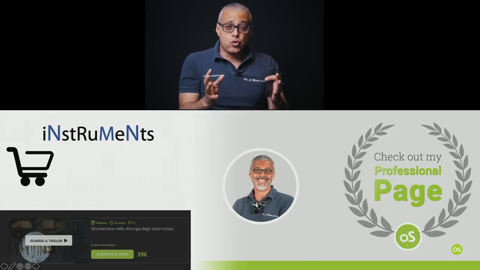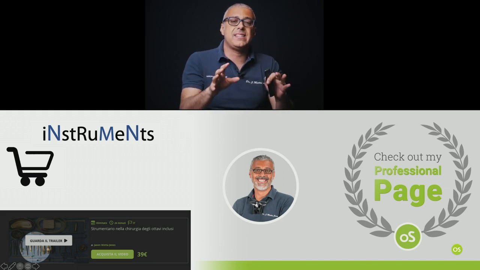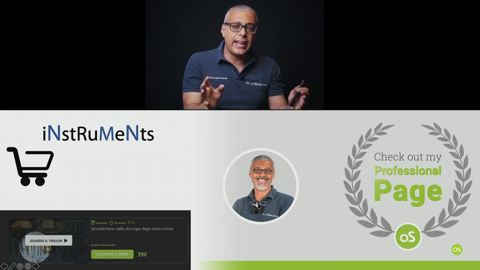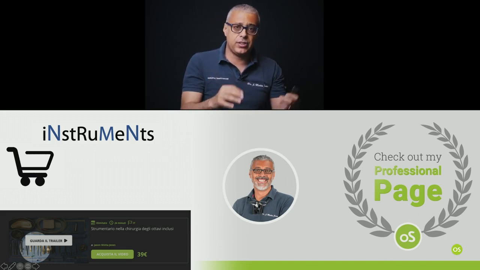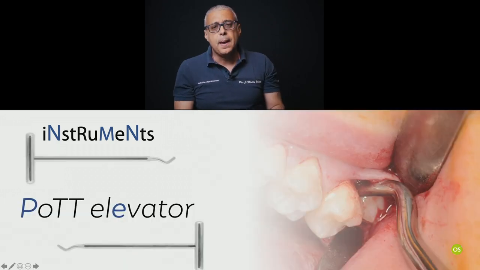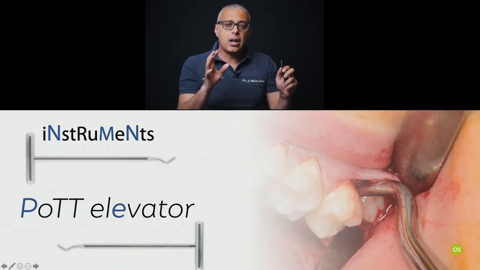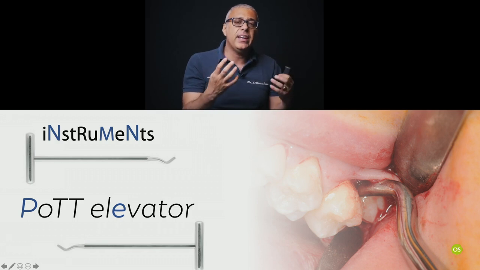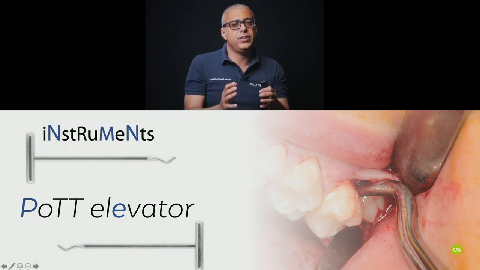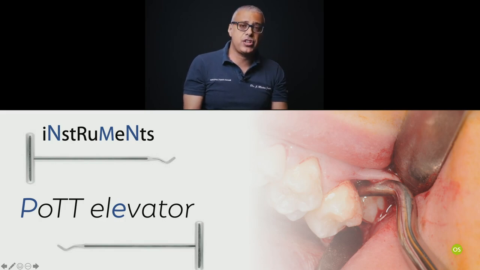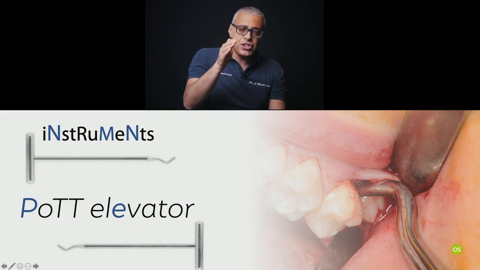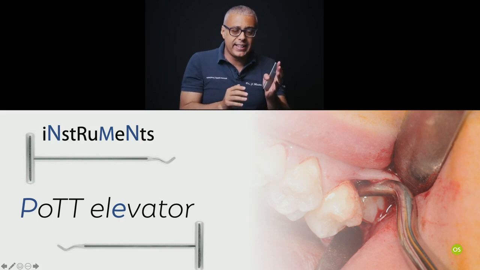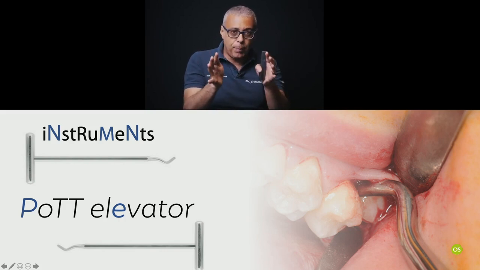For what regards the instrumentation, I send you to the specific lesson on the surgical instruments that I use in impacted teeth surgery, which is present on the Osteocom channel. But if we have to specify a couple of very useful instruments for the upper third molar extraction, we have to think about the Pott elevator. This elevator has a particular concave shape. We have a left elevator and a right elevator, obviously facing the opposite side.